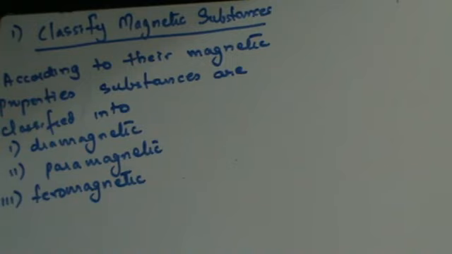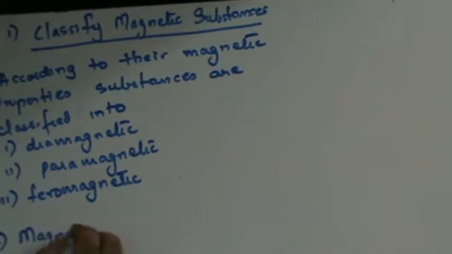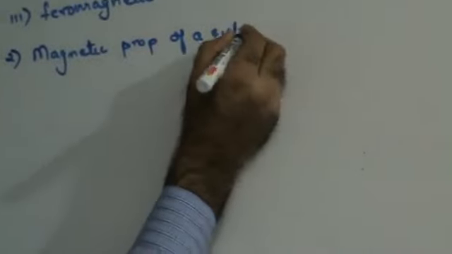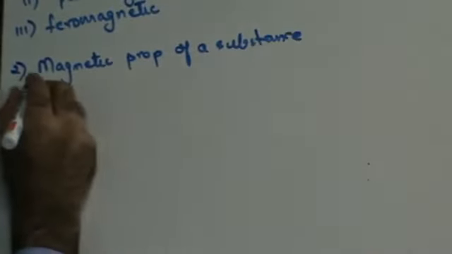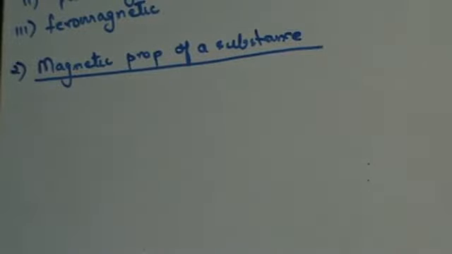Before we see what are the different types of magnetic substances, let us understand the reason why a substance would behave like a magnet. Let's try to see the magnetic property of a substance. Now, an atom is made up of a central core called the nucleus, which carries a positive charge, surrounded by negatively charged electrons which are revolving in different orbits around it.